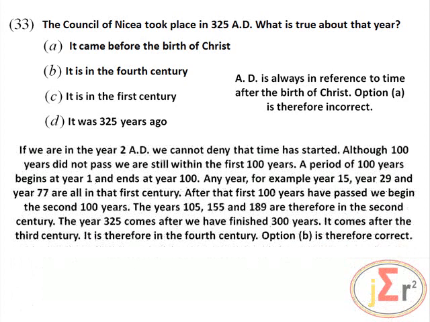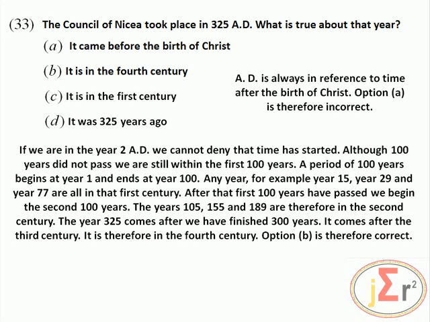That's a lot of information for the 4th century. B. If we are in the year 2 AD, we cannot deny that time has started. Although 100 years did not pass, we are still within the first 100 years. So anything that is within the period of the first 100 years is within the period of the 1st century. A period of 100 years begins at year 1 and ends at year 100. So that is the period of the 1st century.